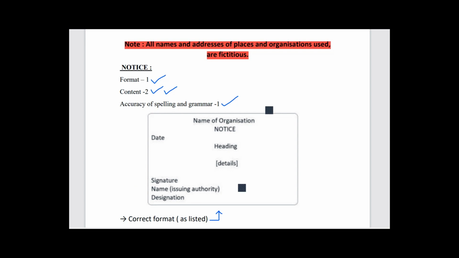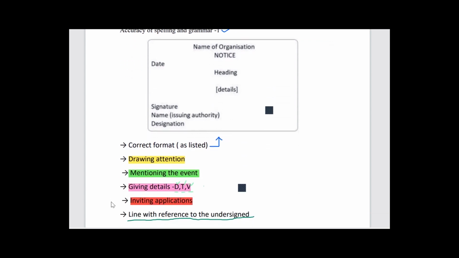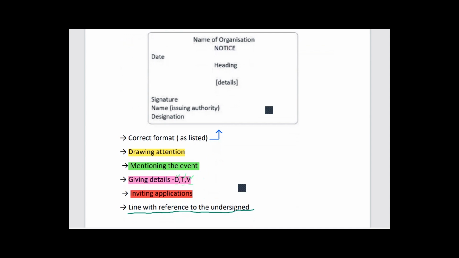So let us revise once again, what is it that makes for good notice writing? And we are talking about an event. So you need the correct format. And this again, I'm emphasizing, is the correct format. When you write about an event, you draw attention to what the event is about. Then you mention the event. Take the words that are mentioned in the question.